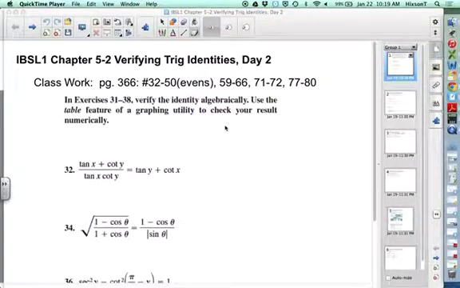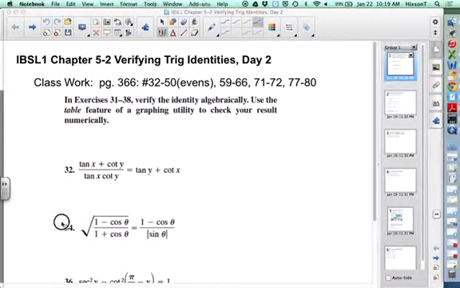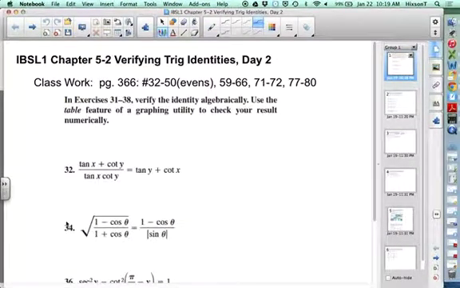Okay, let's start with questions on any of the ones that you guys had for homework. 34. Like the absolute value. 34. Okay. What other problems did you have questions about?